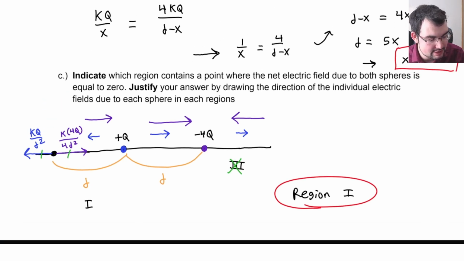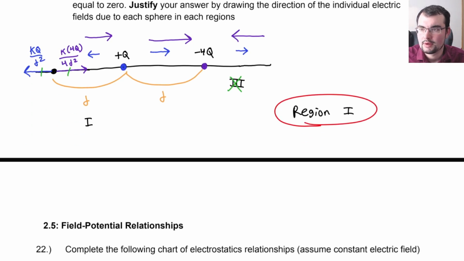Because yes, there is a possibility here, because the fields do point in opposite directions, but you're always going to have it be true that the minus 4q is producing a larger field there. Whereas here, if you're really close to the plus q, you're going to get pushed away, and you have to get its distance to diminish enough that it gets pulled towards the minus 4q.